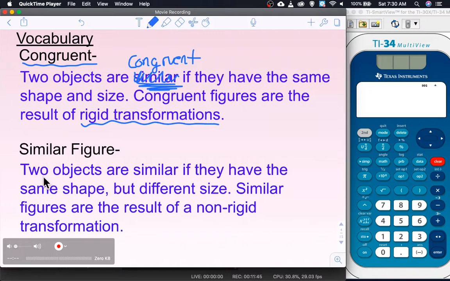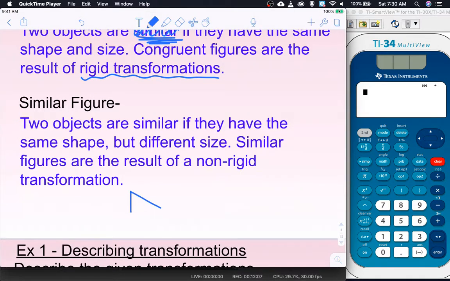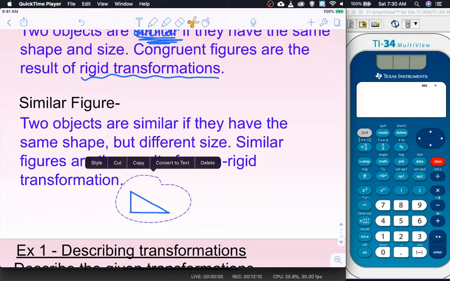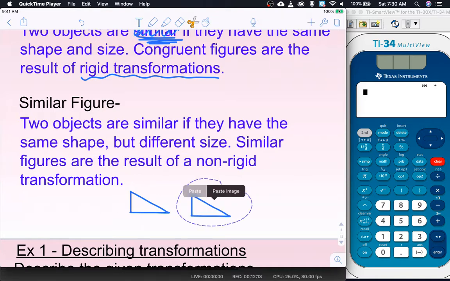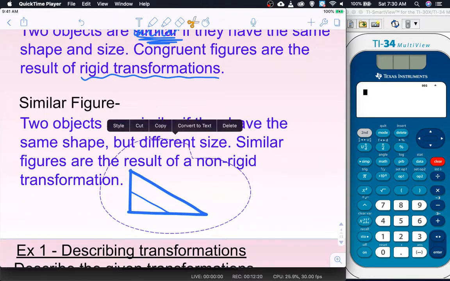Now, similar figures: two objects are similar if they have the same shape but a different size. Similar figures are the result of a non-rigid transformation. Again, non-rigid, because it can get bigger and smaller. They're the same shape but a different size. And the best example of a similar figure that I can draw for you is a dilation. If I copy this guy and I paste him over here, and then I'm just gonna make him bigger, whoomp, that's a dilation. That is non-rigid.